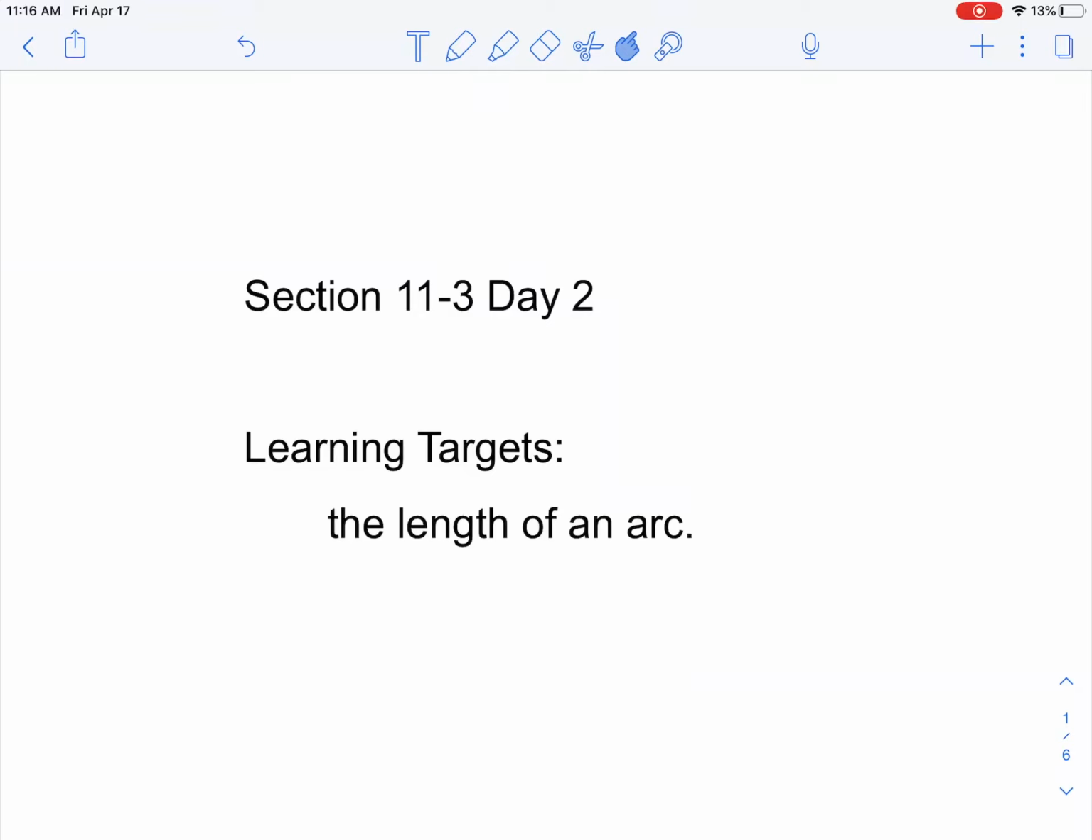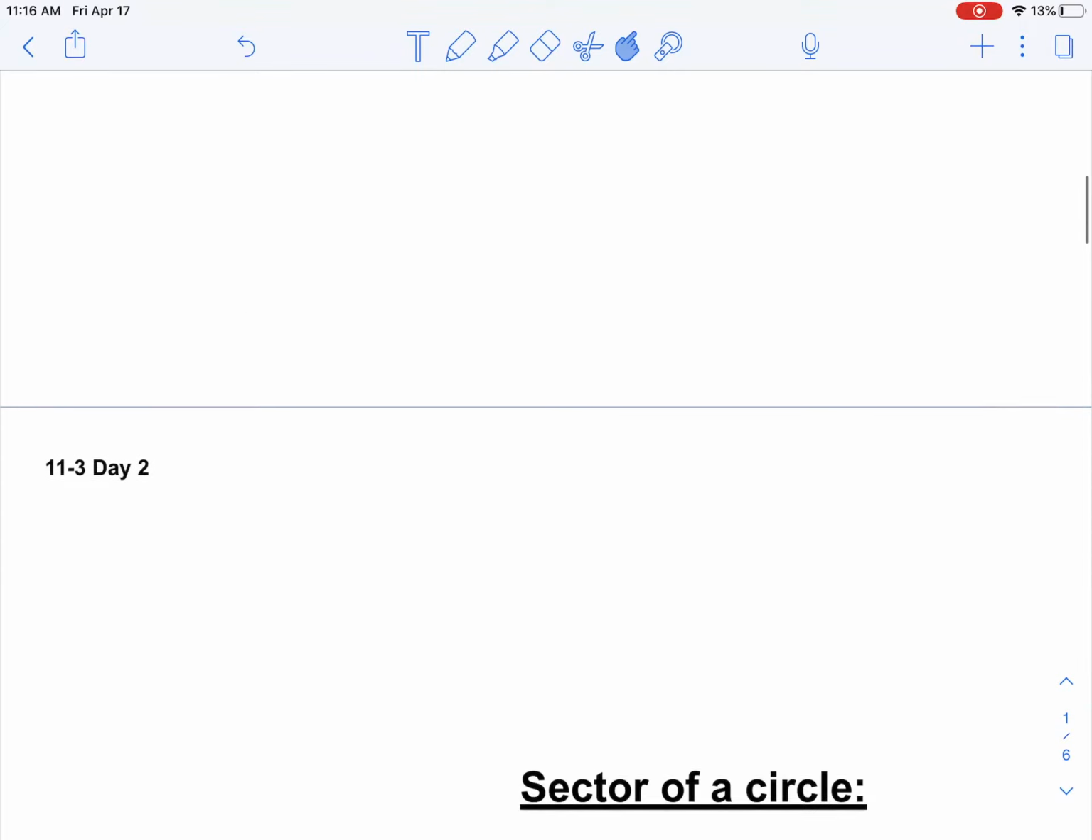Today we will go over section 11.3 day 2. Our learning target is to find the length of an arc.